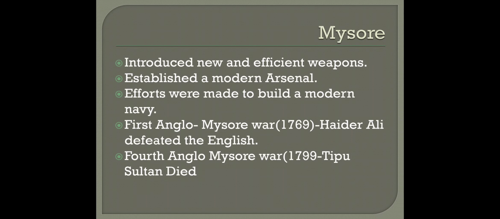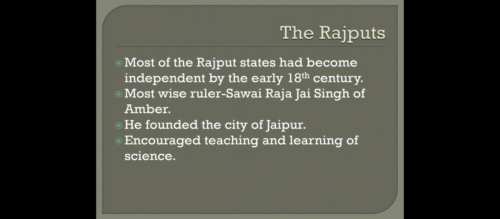Shall we have a quick recap of whatever we did today? Just the main points. Okay. So first we started with the Rajputs. In Rajputs, I told you, the Rajputs had very friendly relations with the Mughals till the time of Akbar. But eventually things started changing when Aurangzeb came into power, and then later on they also revolted and declared most of the Rajput states independent, in which Savai Raja Jai Singh of Amber was the most wise ruler who encouraged the teaching and learning of science. He also founded the city of Jaipur and made it his capital.